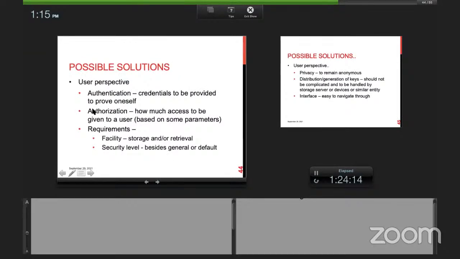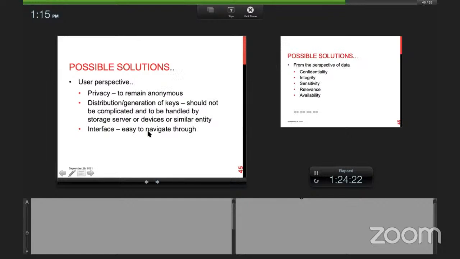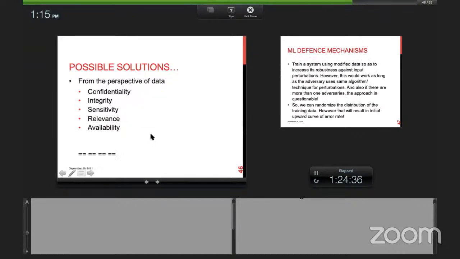From the user's perspective, we must look into authentication, authorization, and obviously privacy, the distribution of the keys, the interface, and you can go on listing as you find plausible causes. And the solutions from the perspective of data will be confidentiality, integrity, sensitivity of the data, because this is healthcare data. Relevance, that means the timeliness of the data, because if the data arrives late, then you may not have anything to do with it, because the impact of the data is already over.